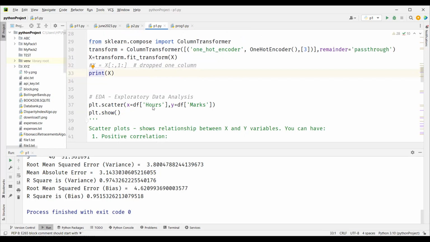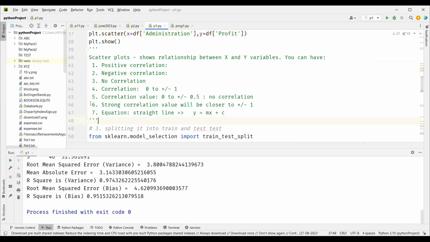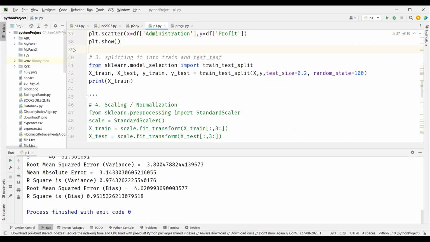So Y is always the profit, right? So I'm going to say profit. And on the X, I will say administration. I'm going to take administration expense. So your X is administration, and on the Y, we'll say profit. Now I don't have to write this. I'm going to delete it for now.